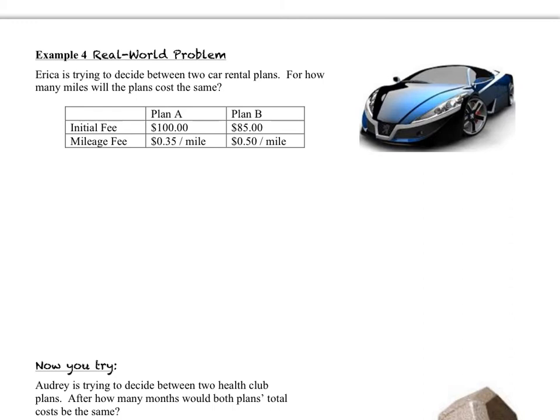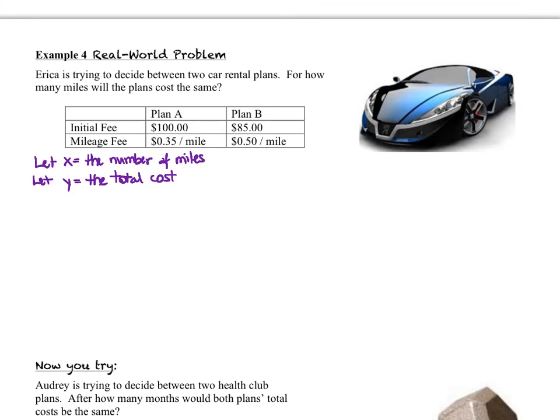Presumably, Erica is concerned about the total cost that she's going to end up paying for both the initial fee and the per mile fee. The initial fee is going to be our y-intercept on both of these, and the mileage fee, because we need to multiply by the number of miles, that's going to be the rate of change or slope. Together, when we add those two variables, we're going to end up with the total cost. So let's define our variables as x is the number of miles that we're going to need to throw into the equation to be able to get y, the total cost.